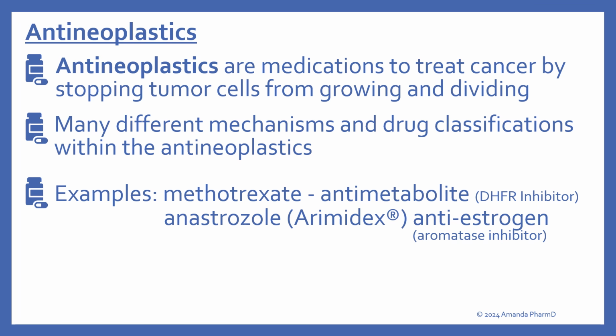Anti-neoplastics. These are medications to treat cancer by stopping tumor cells from growing and dividing. There are many different mechanisms and drug classifications within the anti-neoplastics. A couple examples here. There's methotrexate. It's an anti-metabolite or a dihydrofolate reductase inhibitor. That's its technical pharmacologic classification. And there's anastrozole. Its brand name is Arimidex, and it's an anti-estrogen, and it's an aromatase inhibitor.